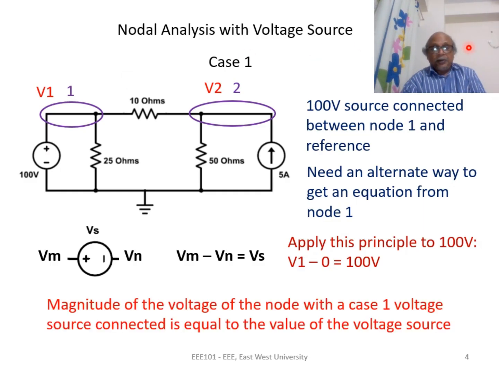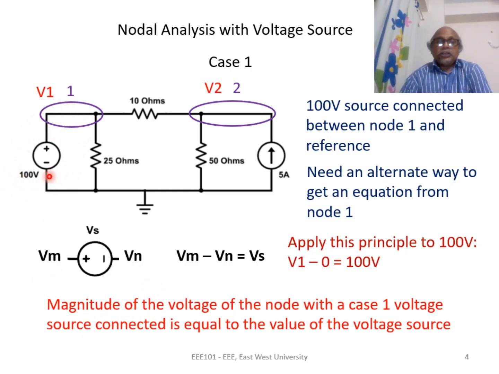So what is the principle? The magnitude of the voltage of the node where a case 1 voltage source is connected is equal to the value of the voltage source. Why are we saying magnitude? Because if we had connected the voltage source with opposite polarity, in that case V1 would have been minus 100 volts. To include both possibilities, we generalize the statement by using magnitude of the voltage term.